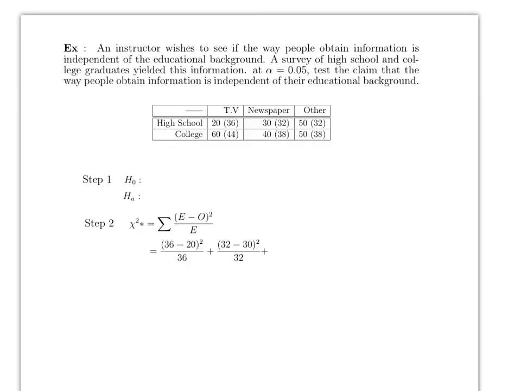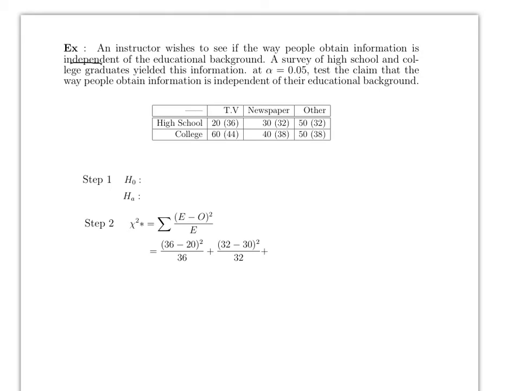All right, well, if you didn't understand the last one, here's your last chance to redeem your sins. So let's do another example. The question says, an instructor wishes to see if the way people obtain information is independent of educational background. So you have a survey between college students and high school students, to see if they use TV, newspapers, or other, which other should be the internet these days.